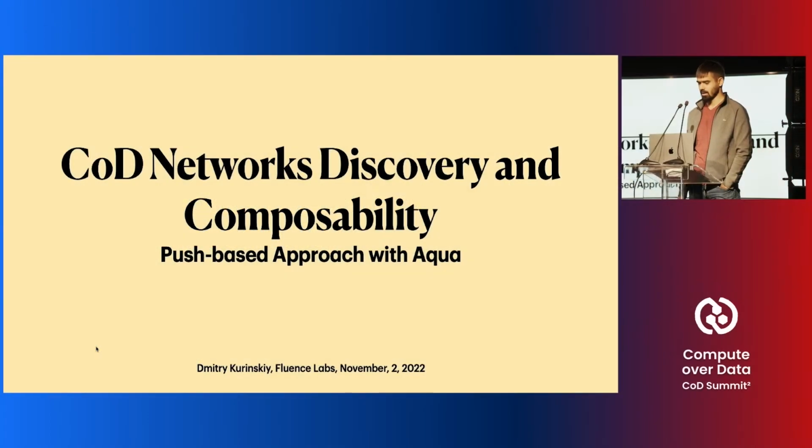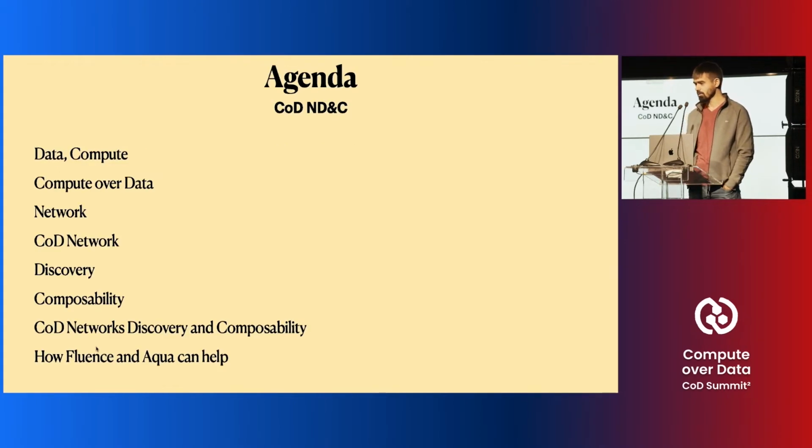My name is Dmitry, and I just want to share some raw thoughts about computer data networks, discovery, and composability, and how Fluence can help. What's our approach on this topic? So I decided to go straight from the fundamentals.